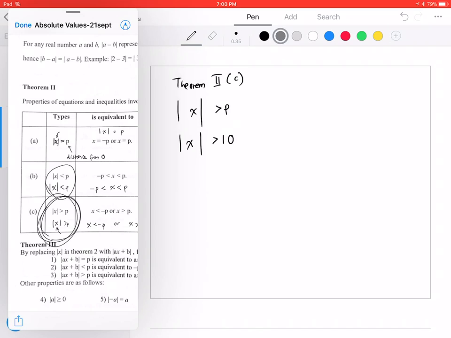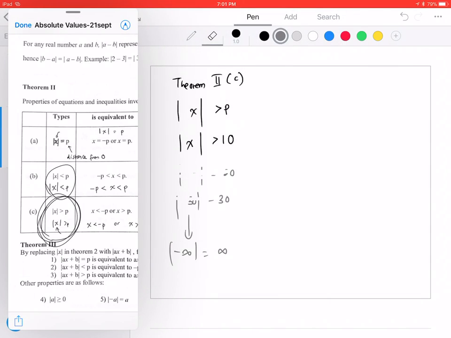Anything inside this modular sign will be a positive value, right? So let's say if I put negative 20 inside that, you will get positive 20. If I put negative 30, you will get positive 30. So going all the way to negative infinity, it will also become positive infinity, right?